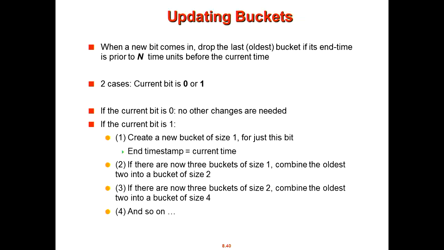But now you increase the number of buckets at the next level, right? So you need to guarantee that for the next level, the number of buckets is still at most 2. So if at the next level there are 3 buckets of size 2, you need to combine the oldest 2 into a bucket of size 4. So you need to do this until you reach the largest bucket, and then the update is finished.